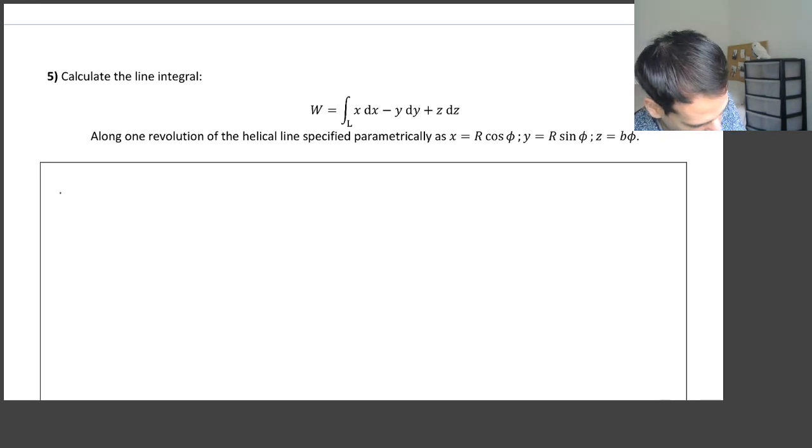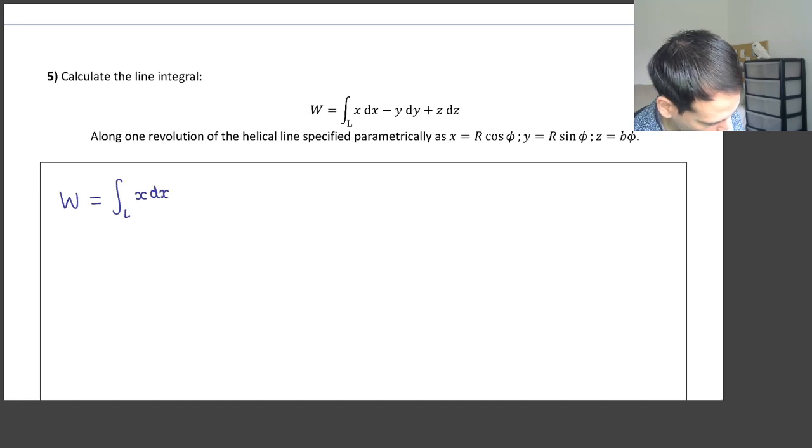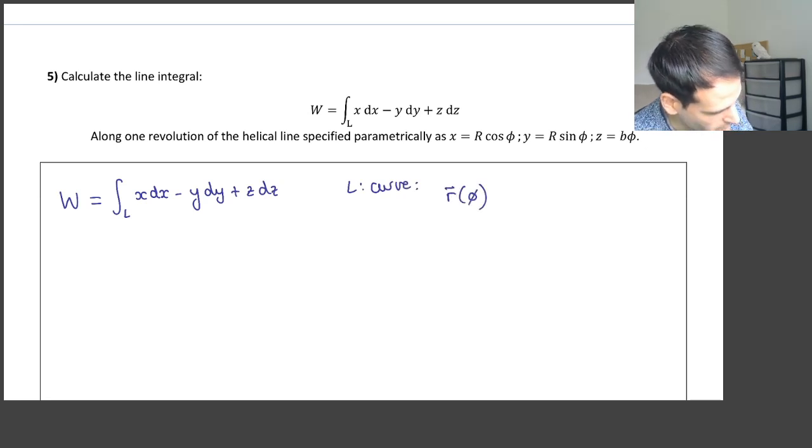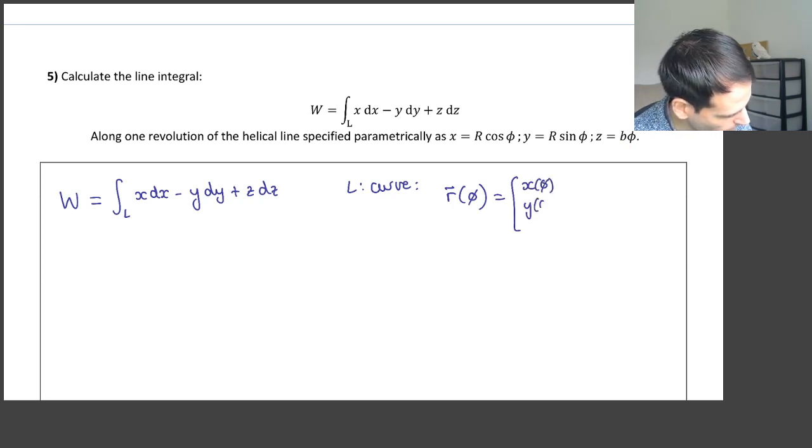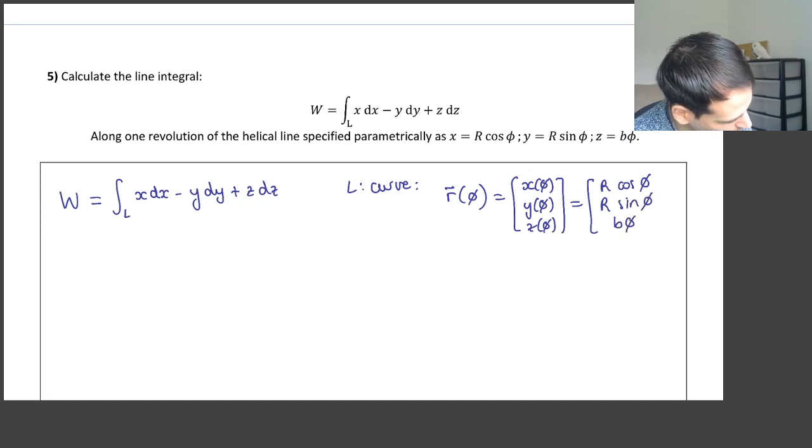So we are asked to calculate this integral where L is the curve given by r of phi. So clearly our parameter must be phi because we have phi everywhere. So this r of phi is equal to a function x of phi, y of phi, and z of phi, which is given by r cosine phi, r sine phi, and b times phi.